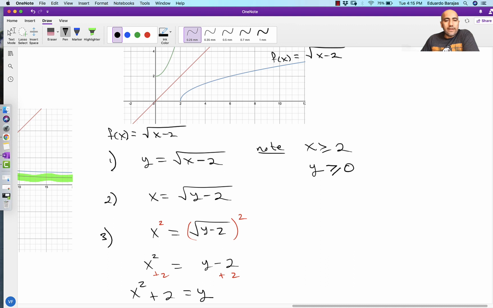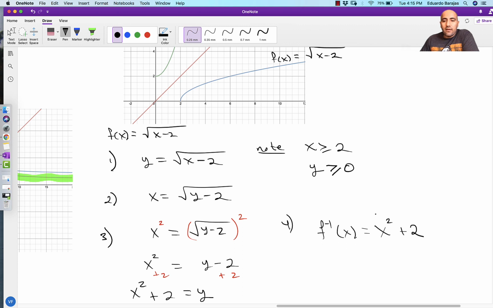Okay, so write f of x as y, interchange the x's and y's, solve for y, and then the fourth and final step is to replace the y with f inverse of x, because you're done. That is the equation of f inverse.